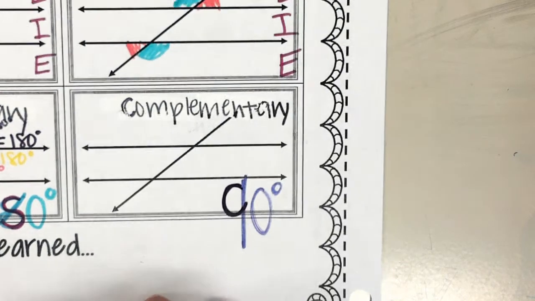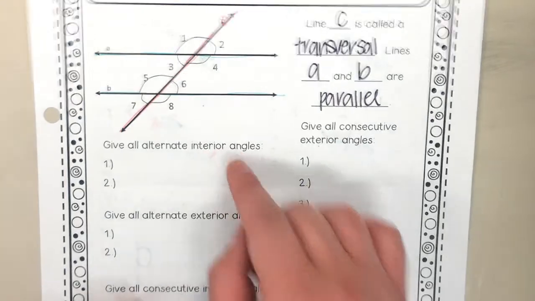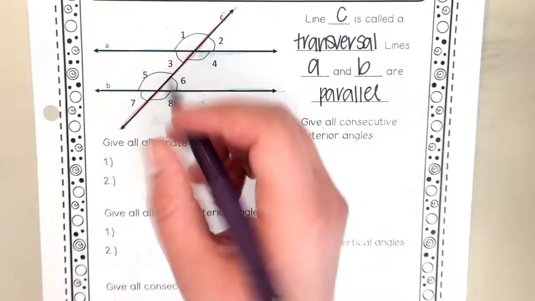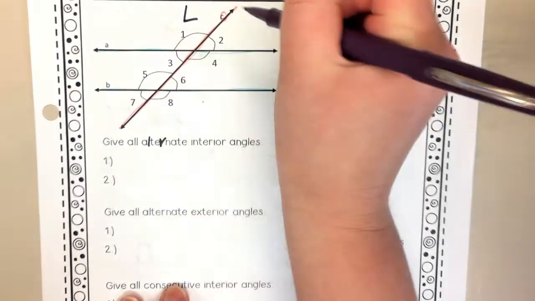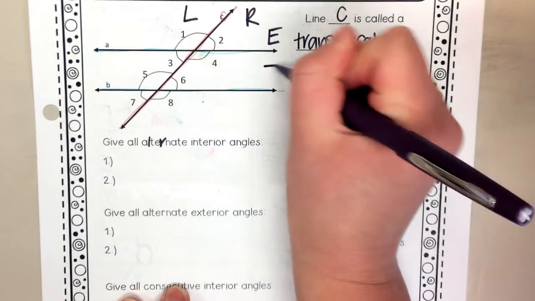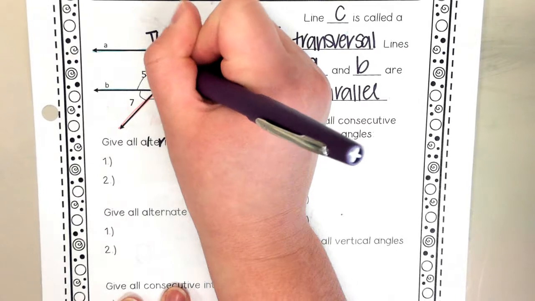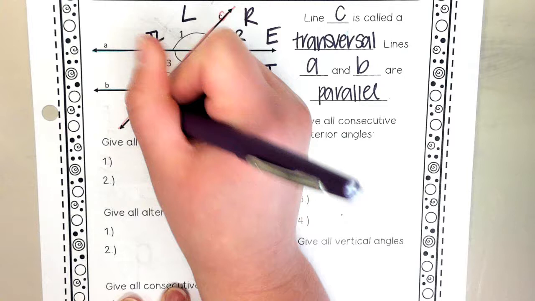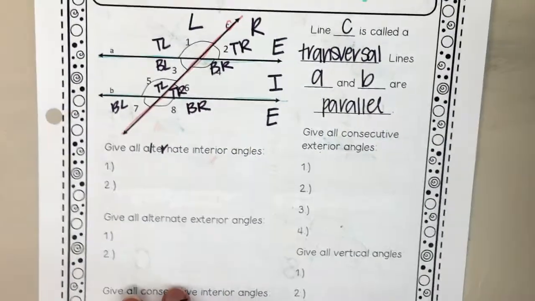Okay, so what I want to do is go back to the front here. We're looking at the picture up here that we had, and it says, give all alternate interior angles. So again, alternate, I see that word, I need an L and R to stick out. So I know I'm looking on the left and the right. Left, right, E, I, E. Also I need to label top left, top right, bottom left, bottom right. And that's your dump you're going to do every single time. It's having all of that.